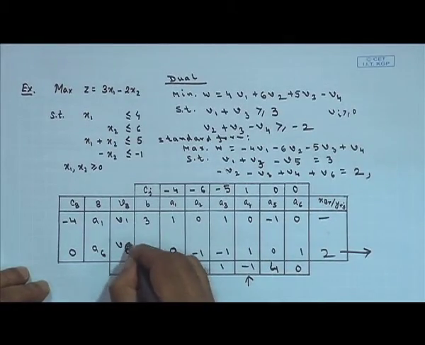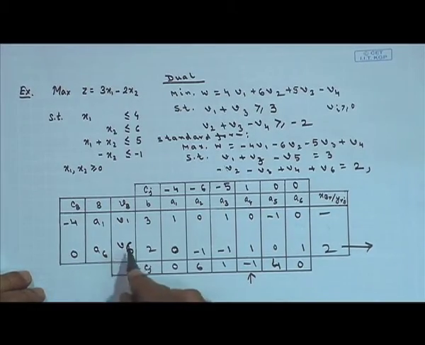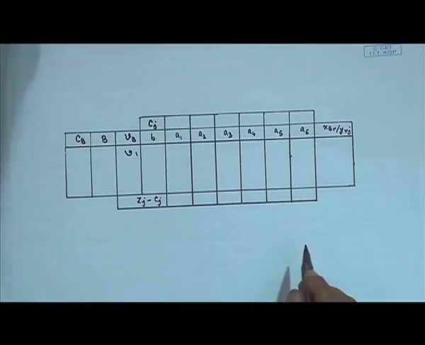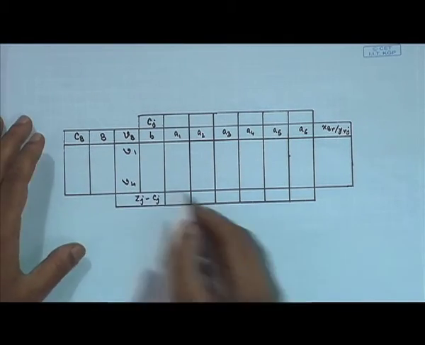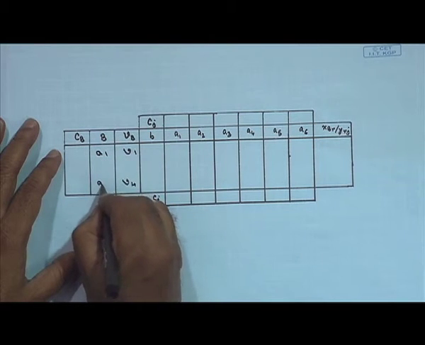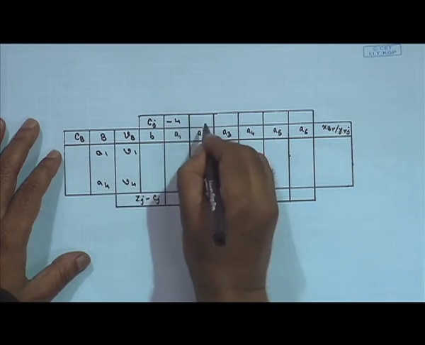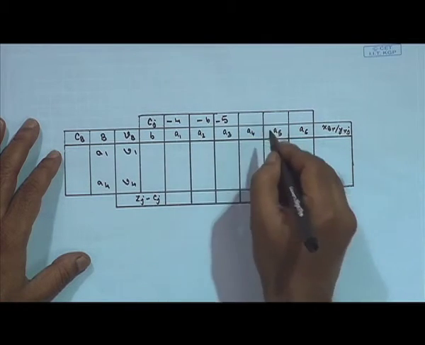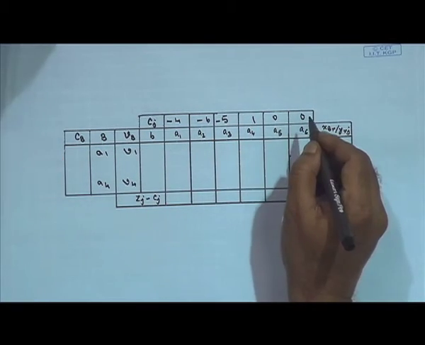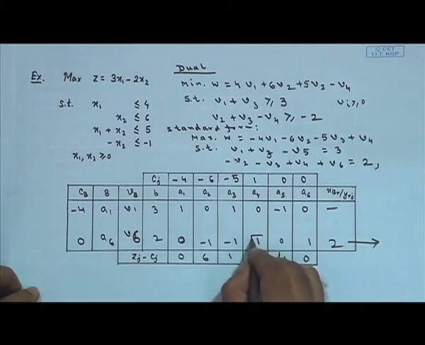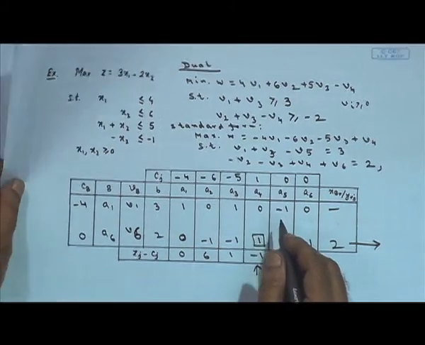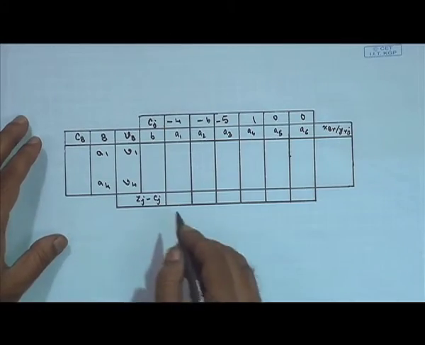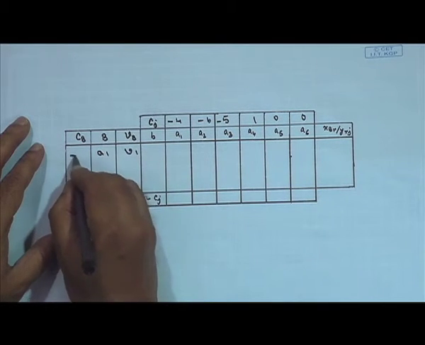I am sorry, I made a mistake, this will be V6 only, not V2. V6 is going out, so in place of V6, V4 will come. So it will be A1, A4, the coefficients will remain the same, minus 4, minus 6, minus 5 and 1, 0, 0. Here this is your pivot element. So basically it will remain the same, this is 1 and this is 0, already it is there. As such there will be no change, only the Zj minus Cj values will change.